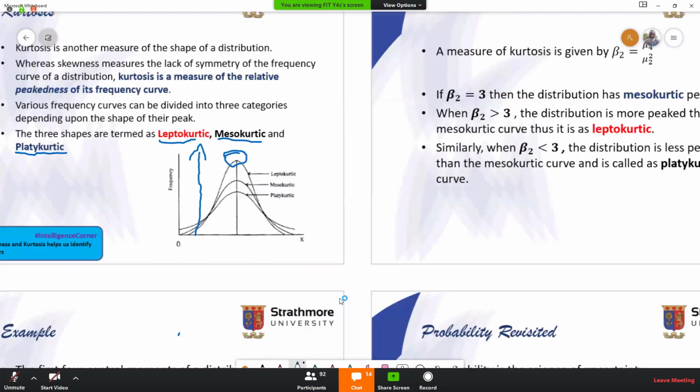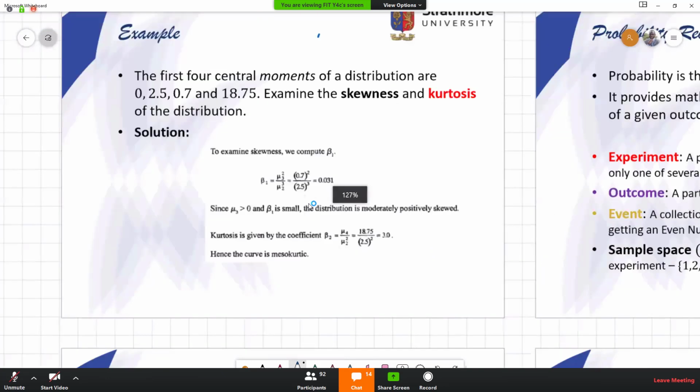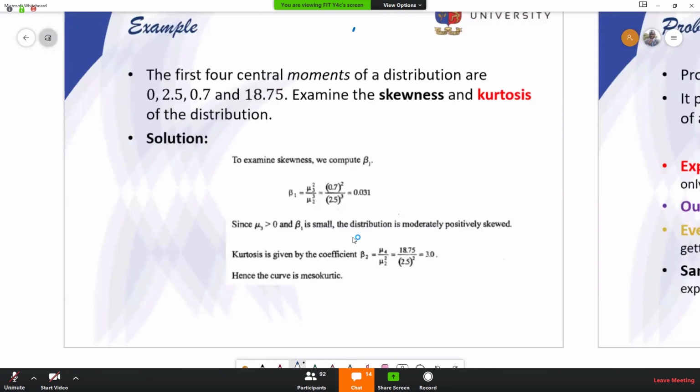Either way, the answer for B1 is 0.7 squared divided by 2.5 cubed, which is 0.031. And it's between 0 and 1, so we say it's moderately positively skewed. For kurtosis, the answer is 3, so it is mesokurtic. Mesokurtic is like a perfect curve because it sits in the middle. This example was made on purpose, so we're just familiarizing ourselves with the terms that we'll actually be using.